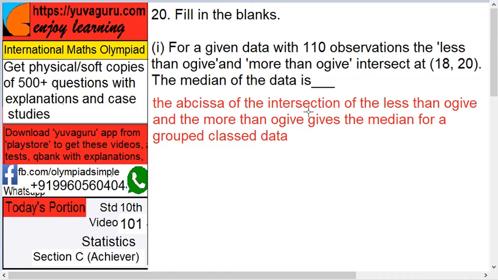Abscissa means what? X coordinate. So X coordinate of the intersection, that is 18. So median will be 18. Because if we go on proving all this, less than ogive, more than, drawing that, intersecting, it will take almost 10 minutes. So it will be a waste of time, and I have already explained it. So no need to waste the time on that.